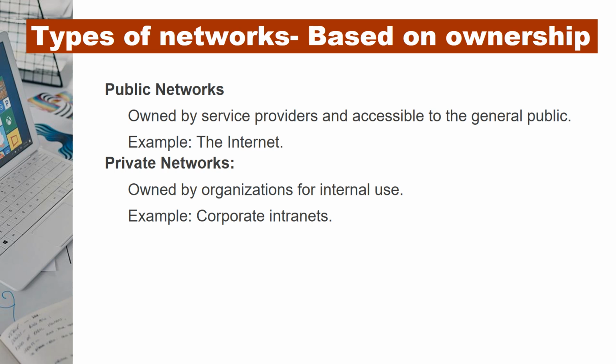When we are talking of private networks, we are talking of those networks that are owned by organizations for internal use. Private networks are typically used for providing secure access to internal resources. We are talking of corporate internet. Our CAT Wi-Fi, CAT internet is classified as a private network, and they provide secure access to internal resources. It goes to our students, to staff in the company.